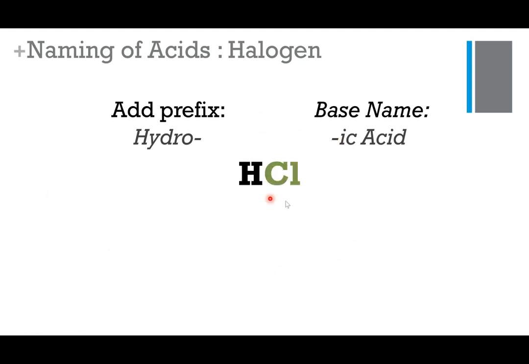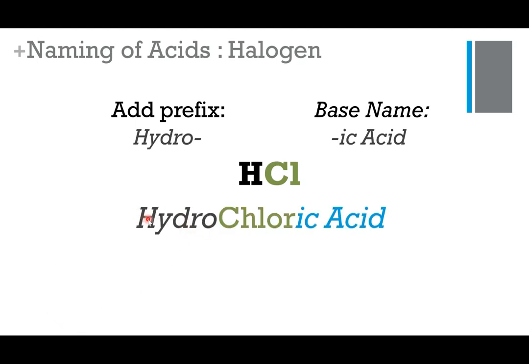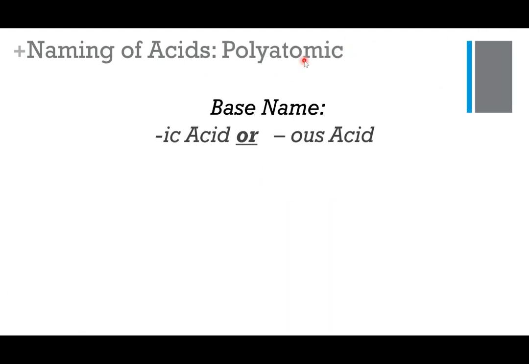For this HCl, we're going to say hydro. The base name for chlorine is chlor. And then we add ic acid at the end. So here we see hydrochloric acid. What if it were fluorine? Hydrofluoric acid.